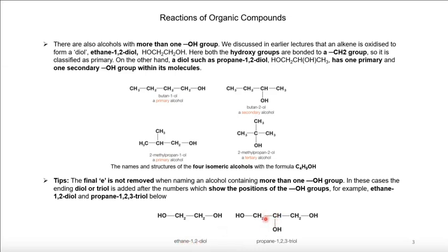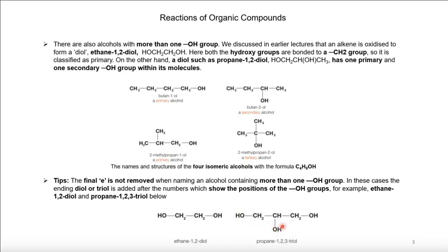Here again, you see, this is one CH2 group, this is another CH2 group, and this is a CH group, and therefore it is propane-1,2,3-triol.